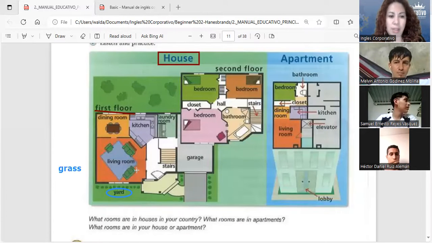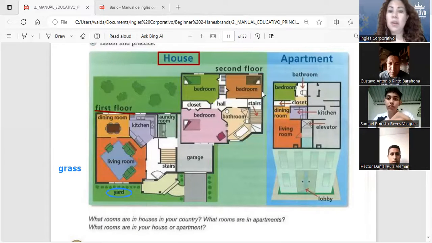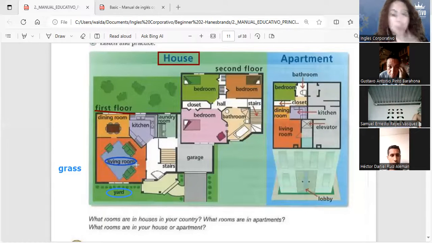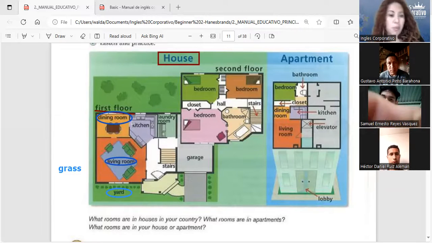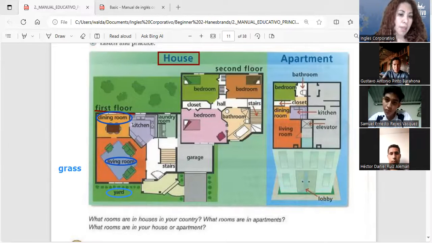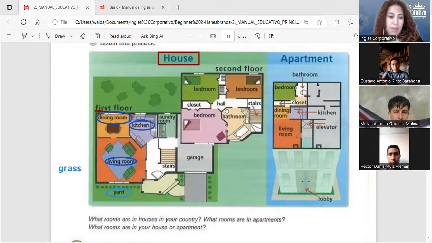Okay, when you go into the house, the first thing you will see is the living room. What is the living room? Sala. Very good. You will also see the dining room. What is dining room? Comedor. Very good. Then we have the kitchen. Cocina. Yeah. Very good.